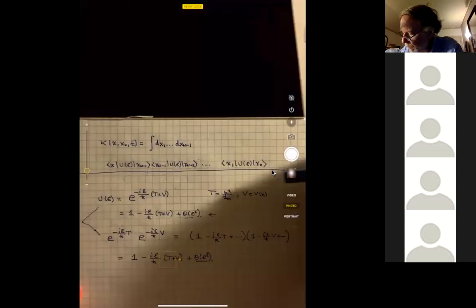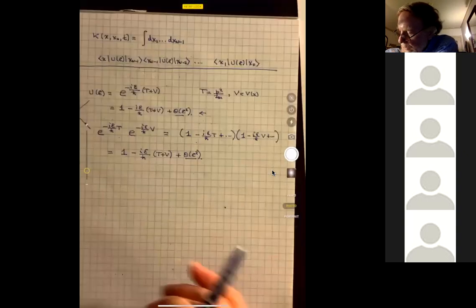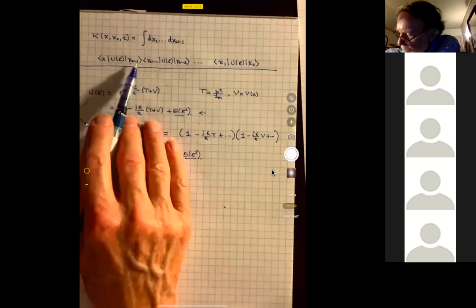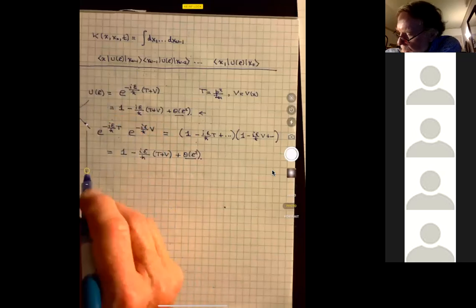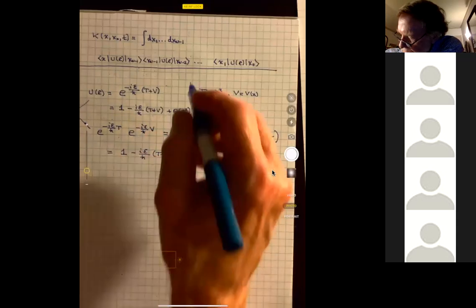Okay, so this is the strategy then. If we do this, then each of these factors between a pair of x's of the u of epsilon can be factored like this. So let me bring this down then.